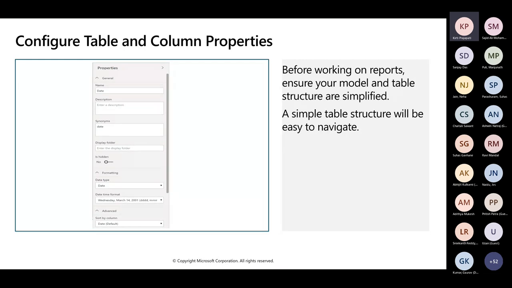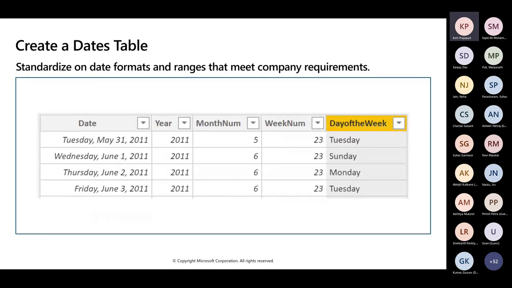In this case, you need to ensure that before you begin building the reports, your data model and table structure are simplified. It should not be unstructured, because it will be difficult for end users to understand. So you have to identify the tables and column properties in a way that can be easily understood by end users. Now here you can create different tables as per your requirement, and you can also standardize some date formats based on the location or region, and the format in which you want to display the data. So you can use that way.